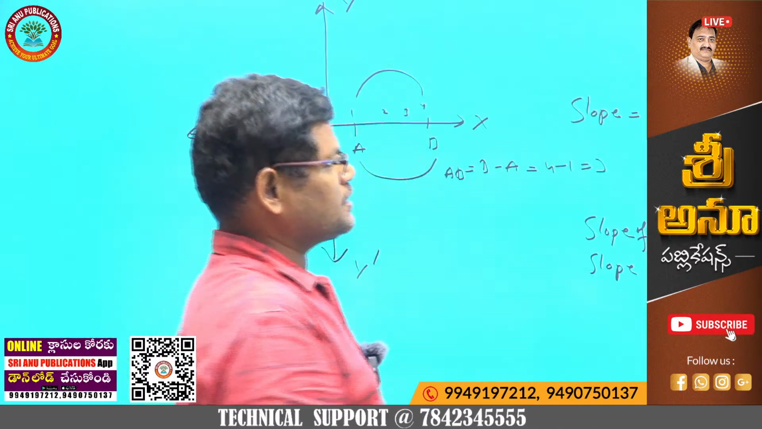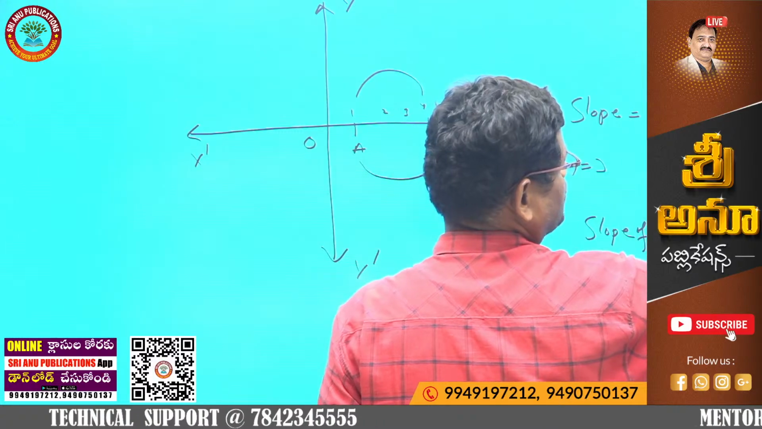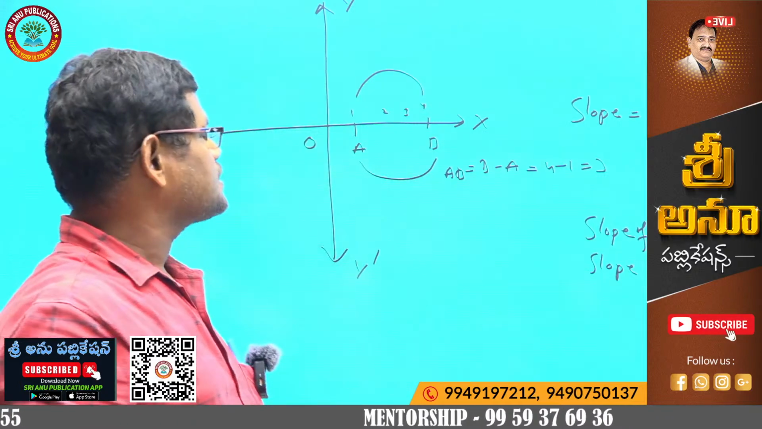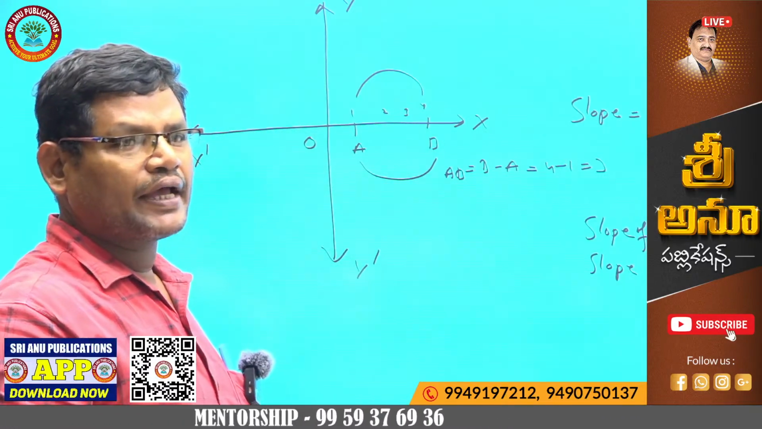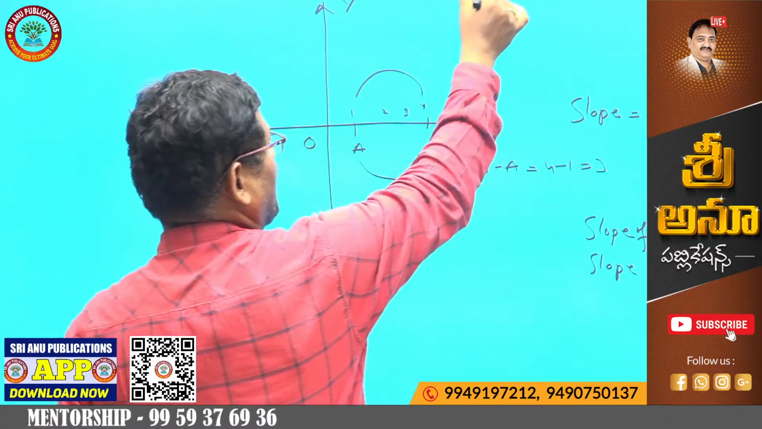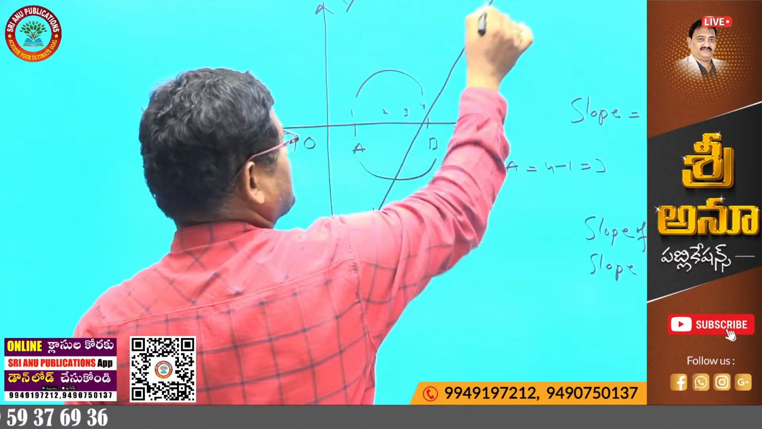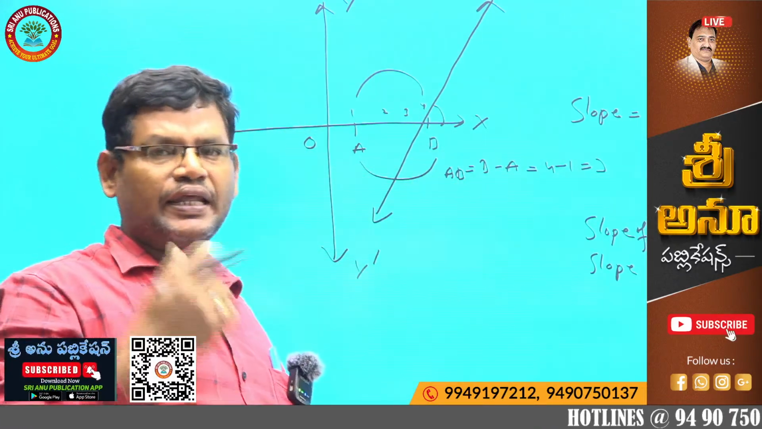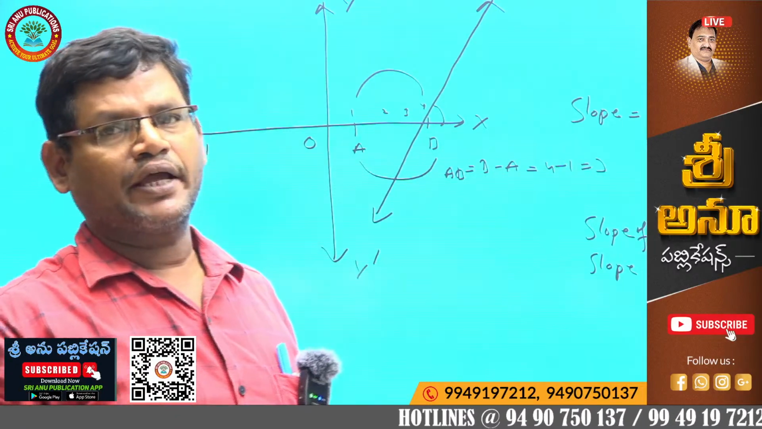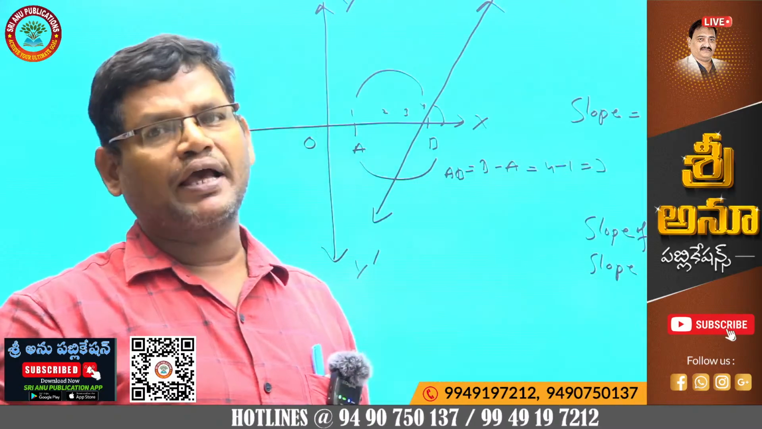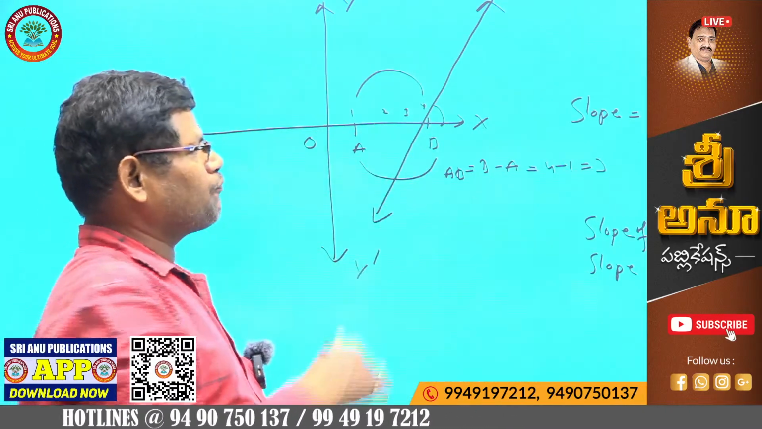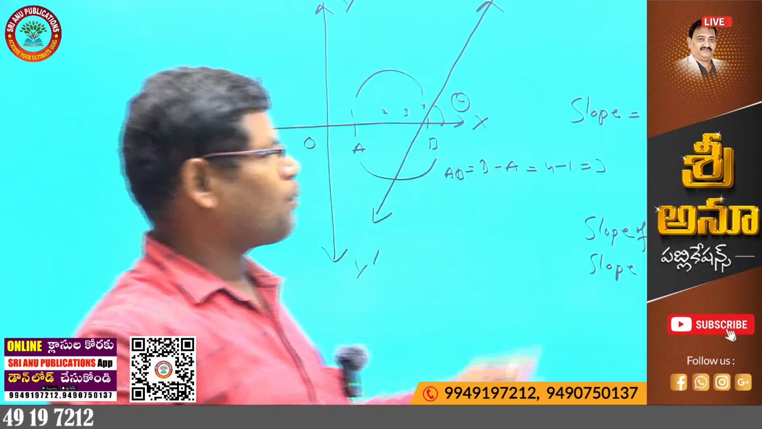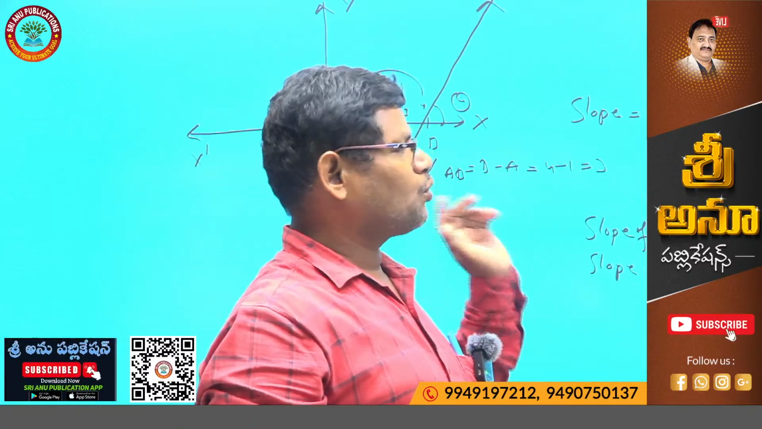The slope is also represented as tan theta. What is theta here? Some angle. If you take any line, it cuts the x axis with some angle. If a line cuts the x axis, it may be the positive x axis or negative x axis, and it forms an angle, that is theta. So the slope m is represented by tan theta: m equal to tan theta.